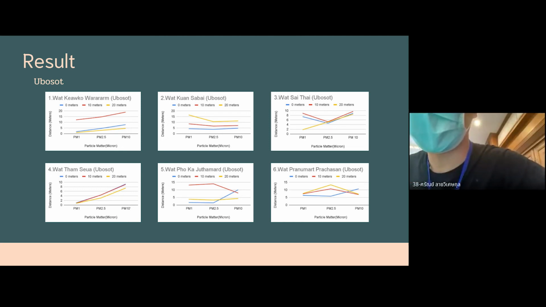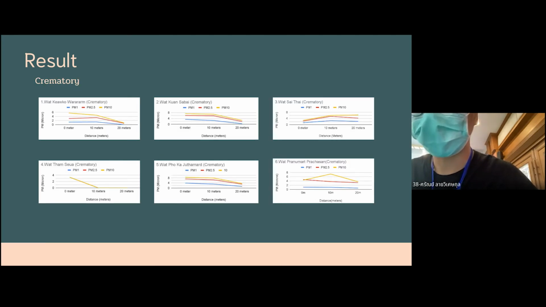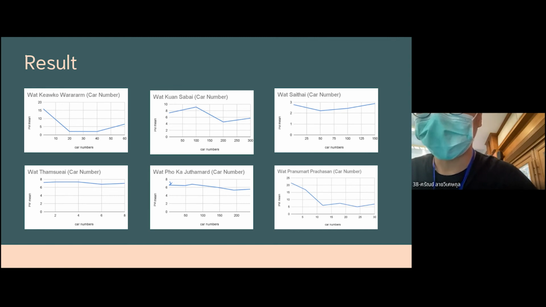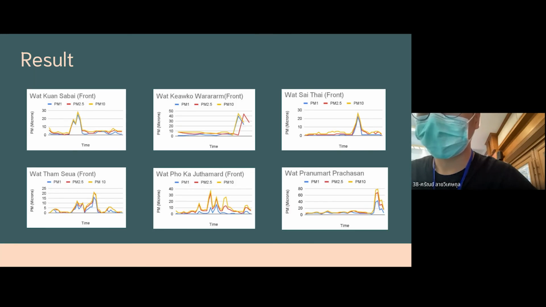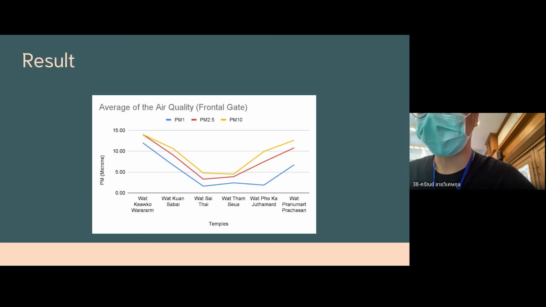In the first result, we compare the distance from the Ubosot and the PM values. And in the second result, we compare the distance from the crematory and the PM values. In the third result, we compare the car numbers that travel in front of the temple and the mean PM values. In the fourth result, we compare PM values in front of the temples by time. And the last result, we can illustrate the PM values of each temple.